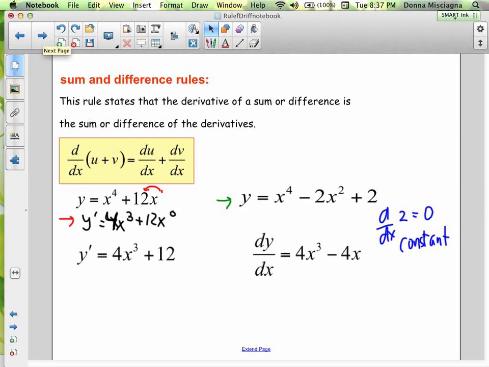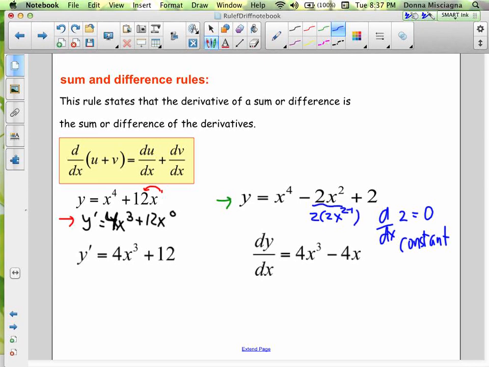And so now, this would be a constant multiple rule right here. So now you've got 2 times 2x to the 2 minus 1 power. That would give you 2 times 2 would be 4, and then you have x to the 1st. That gives you 4x. The derivative of a constant is just 0, and we learned that earlier in class.